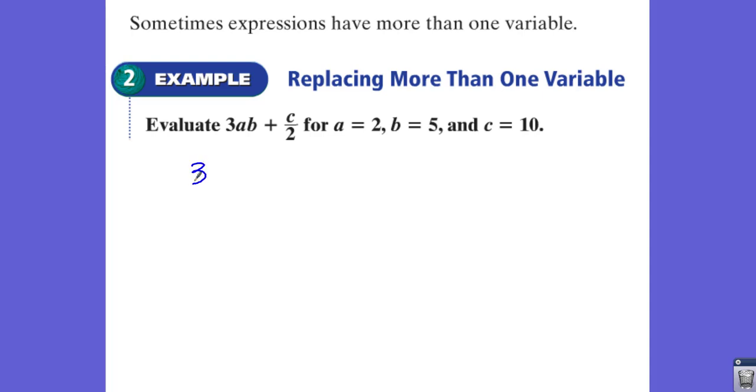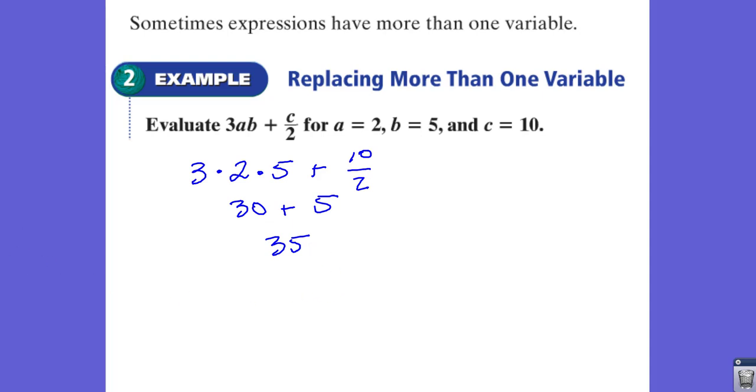So we've got 3 times, and then the a is going to be a 2, and the b is going to be a 5. I'm going to add to that 10 divided by 2. So I'm going to do this stage, and I'm going to do this stage because it's the multiply and the divide. So 3 times 2 gives me 6, times 5 gives me 30, plus 10 divided by 2 gives me 5. So 30 plus 5 gives me 35.